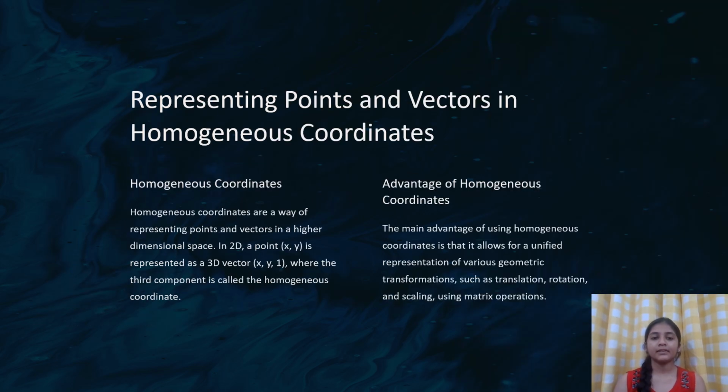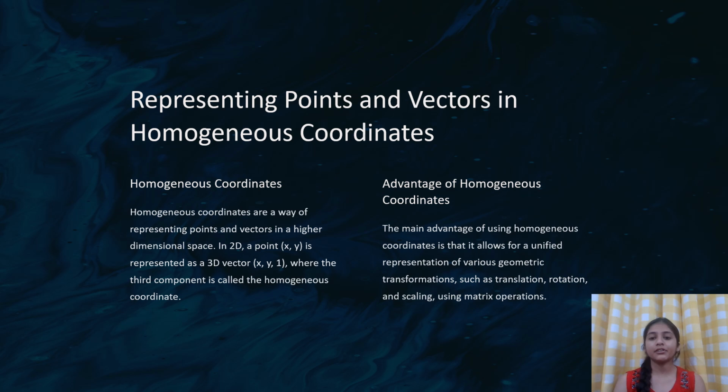Now let's see representing points and vectors in homogeneous coordinates. Homogeneous coordinates are a way of representing points and vectors in a higher dimensional space. In 2D, a point (x, y) is represented as a 3D vector (x, y, 1), where the third component is called the homogeneous coordinate.